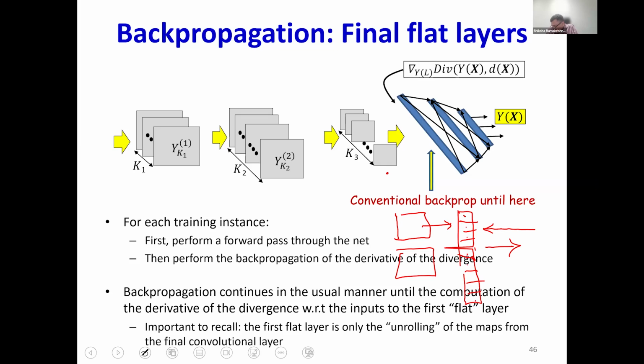These derivatives can now be folded back into the shape that they were unrolled from in the first place. And so now you're going to have the derivatives of the divergence with respect to the elements of the maps in the final layer of the convolutional component of the network. Did that make sense? That makes sense, guys? Okay, good. So that's where we're going to have to go back from.